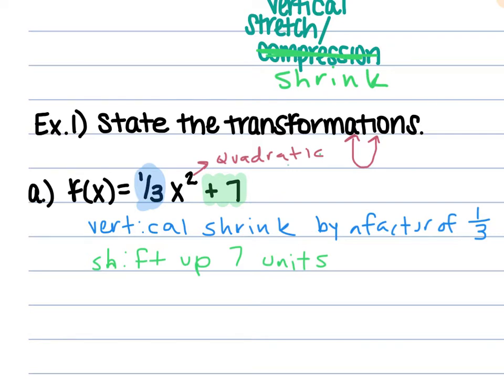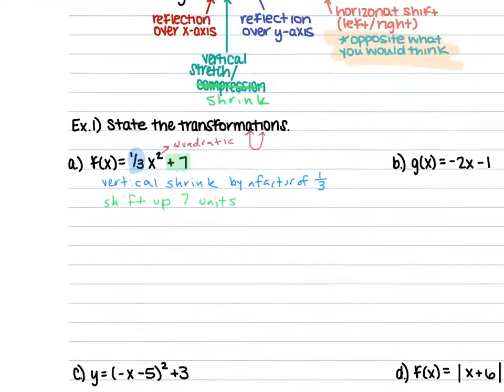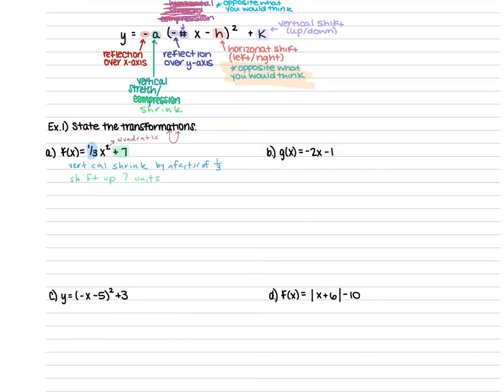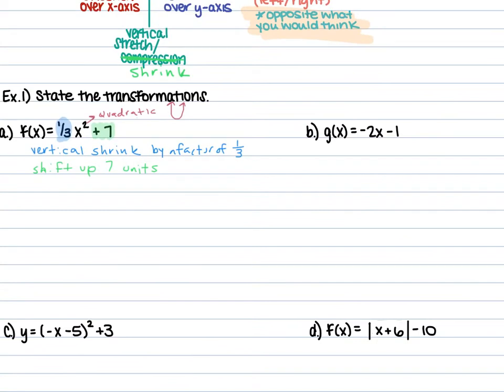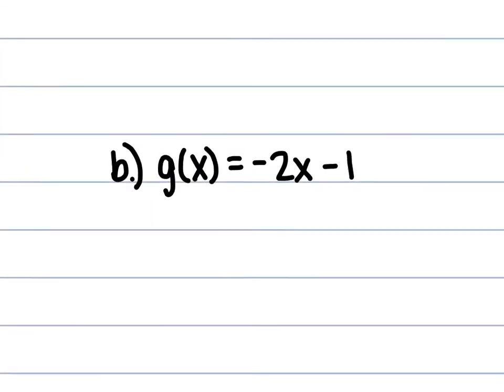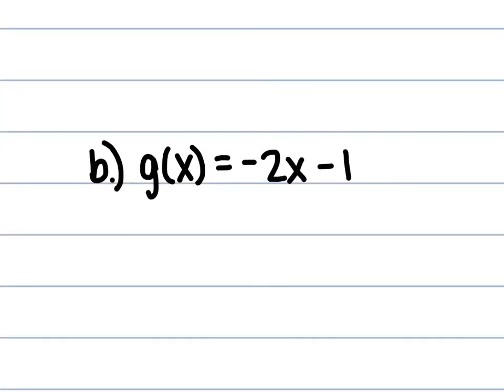And that's it for A. Any questions on that one? All right, let's take a look at B. What type of graph do you think this is going to be? What family does this belong to? Linear. So since we just have an x all by itself, it's linear.